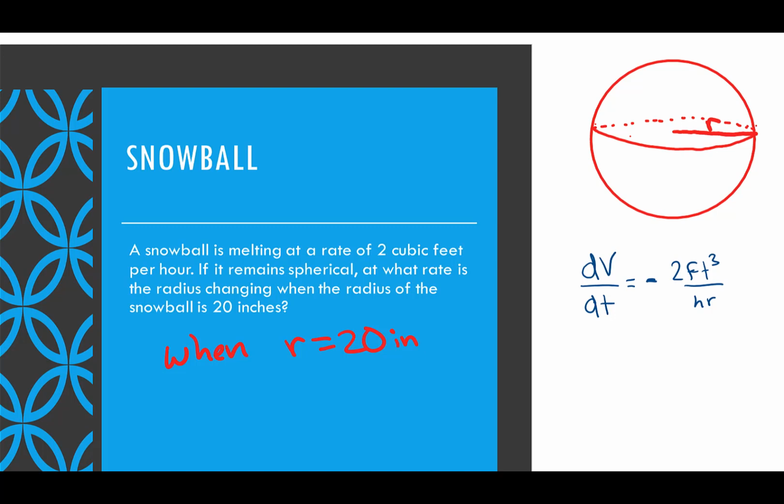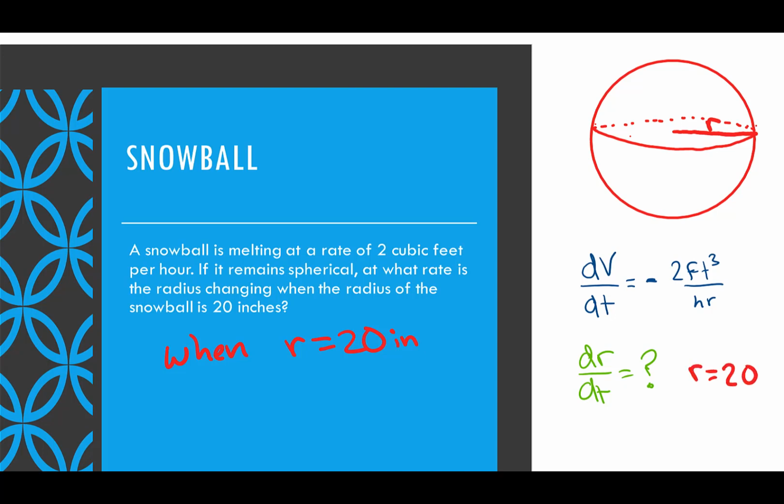Okay. Now we also have that little radius. We want to know when. So at what rate is the radius changing? Oh, that's the question. That's what we want to know. What's dr dt? We want to know how fast is the radius changing with respect to time. How fast is that thing shrinking as the volume is shrinking, when our radius is equal to 20 inches.